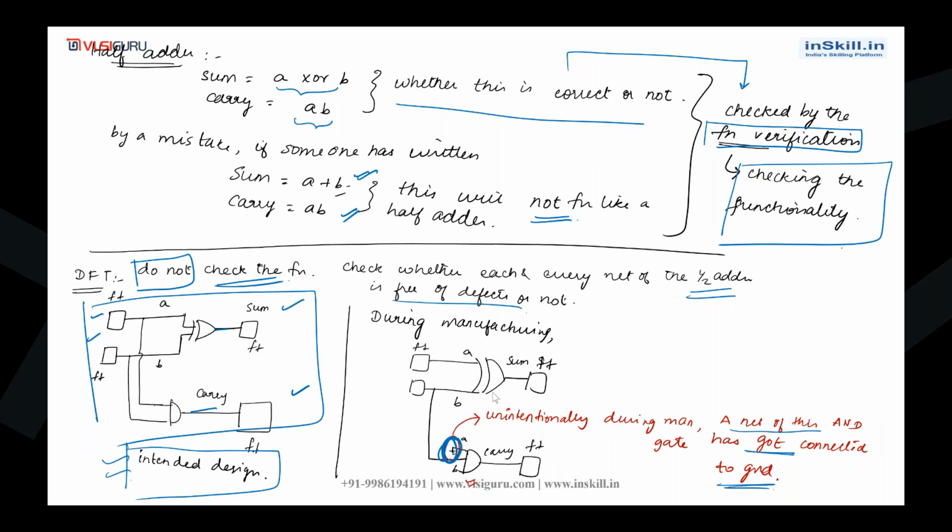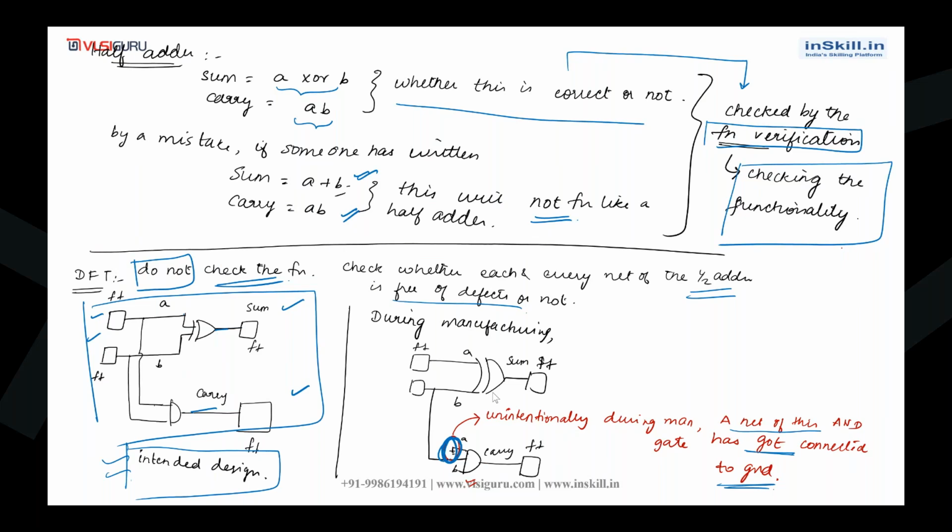Now let's try to strengthen our understanding. Let's understand in more detail why we need a functional verification team and a DFT team. In the ASIC flow slide we have discussed it, right? We have both teams, verification as well as a DFT team.